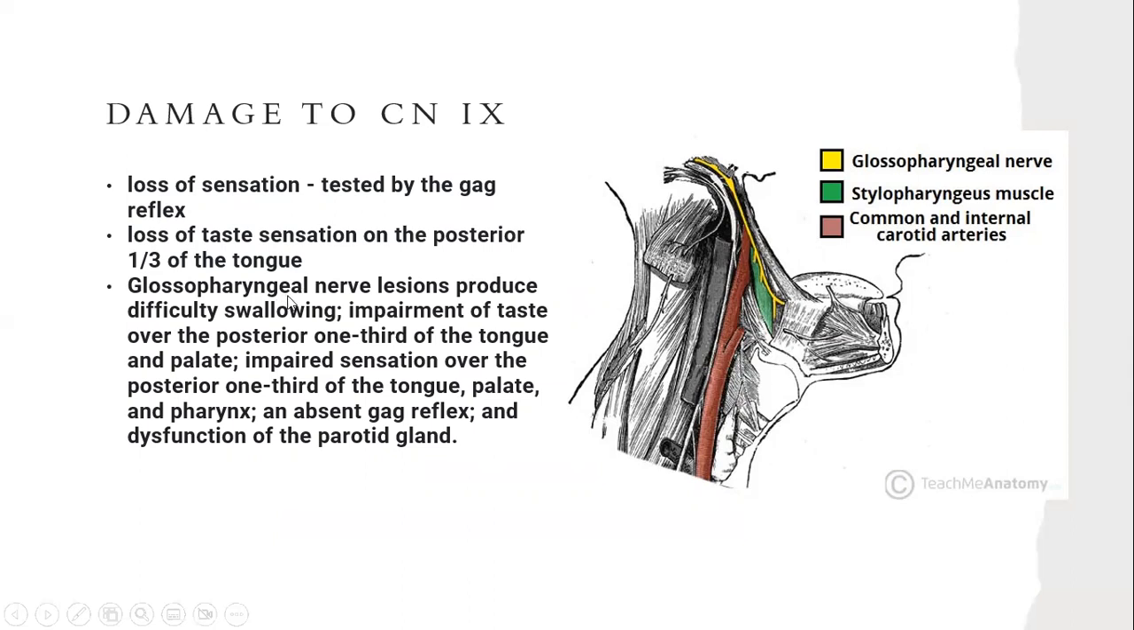And then if you have glossopharyngeal nerve lesions, it can produce difficulty swallowing, impairment of taste over the posterior third of the tongue and palate, impaired sensation over the posterior third of the tongue, palate, and pharynx, an absent gag reflex, and dysfunction of the parotid gland. And again, this is just another picture showing where it's at.